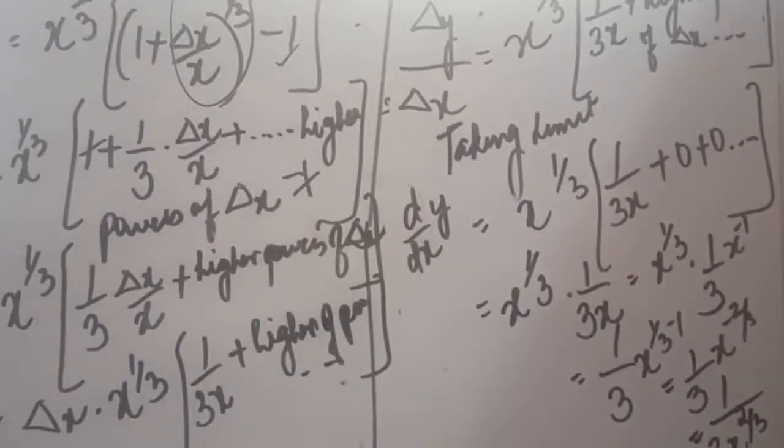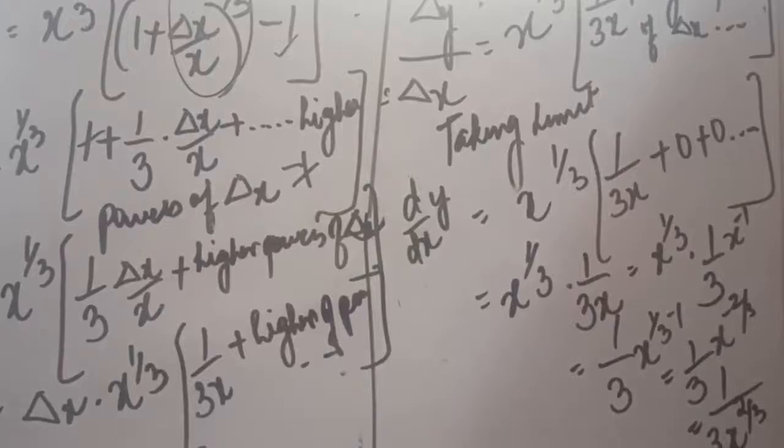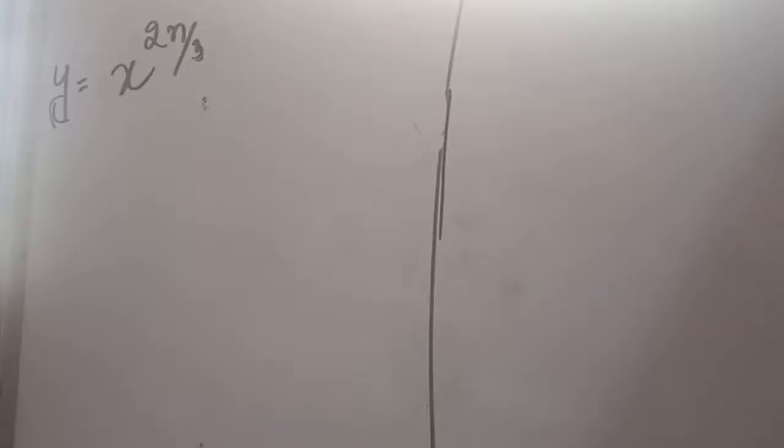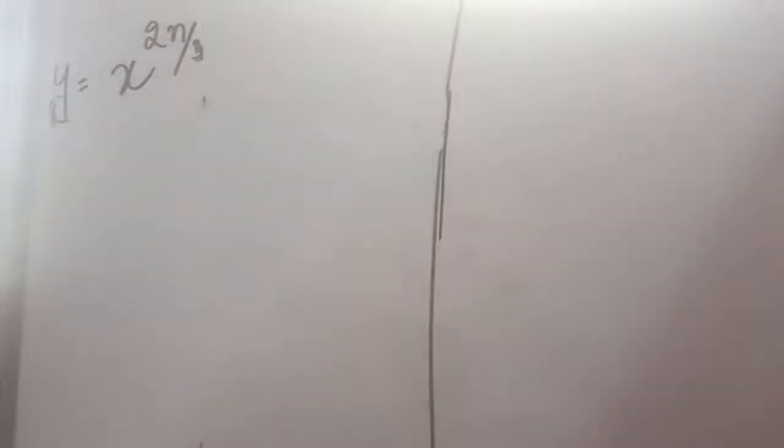So this can be written like this, 1 upon 3 x power 2 by 3. So this is the answer. Now this is another question where we will apply the binomial method. So here the question is y is equal to x power 2n by 3.